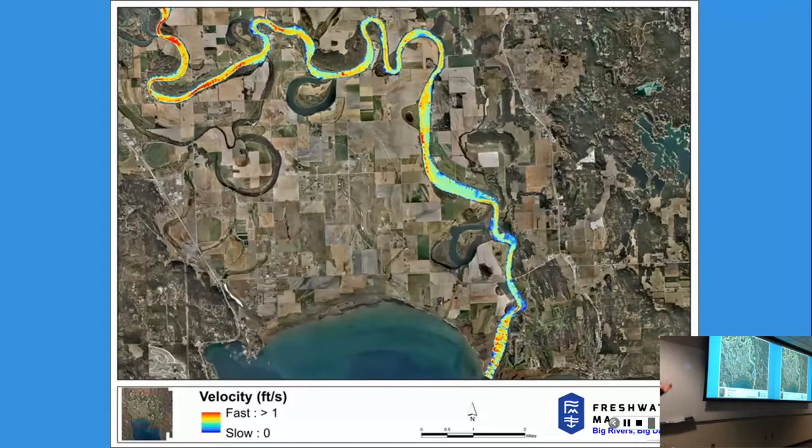So here's the mean flow velocity, and this is at a low flow. And actually, this lake here is backing up water all the way through this region. So it's really slow, basically surface water on the top. And you also have a flow on the very bottom that's going out of here.